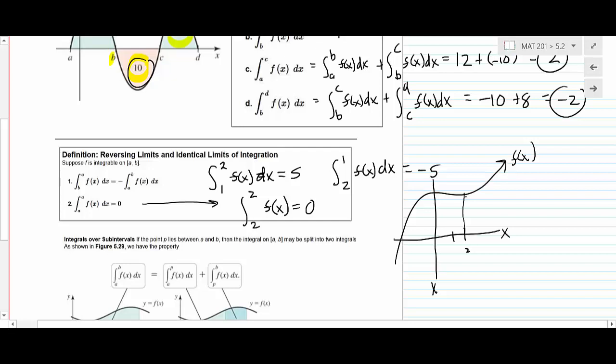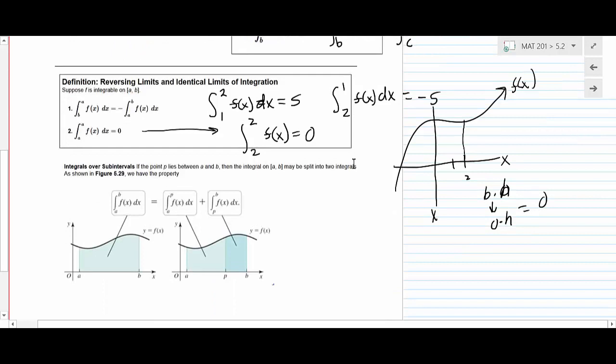In fact, the width would be 0. So if you had base times height, you would end up having 0 times whatever the height is, so it'd be 0. Okay, does that make sense? It's got to be, okay? There's not even a rectangle there. There's just a line, and a line doesn't have any width to it, okay?